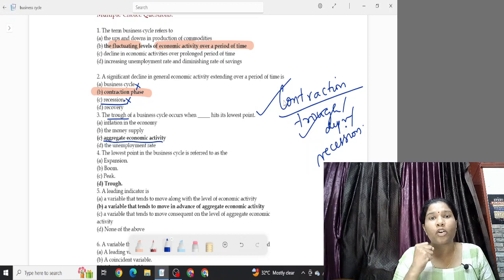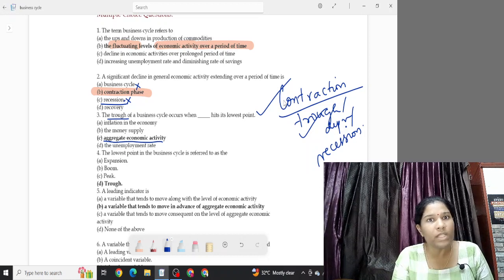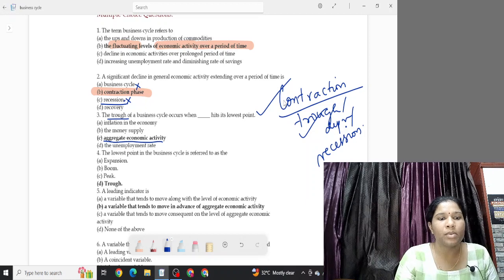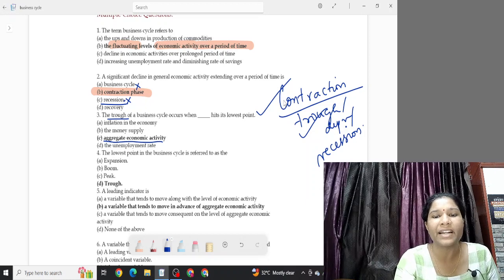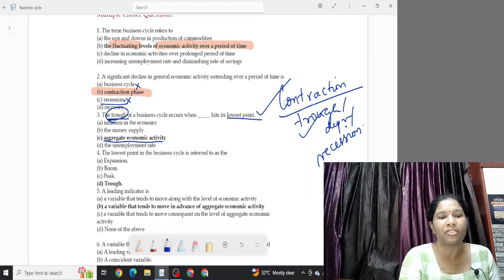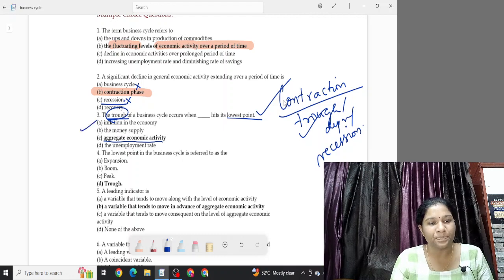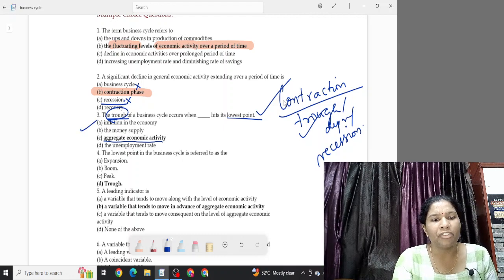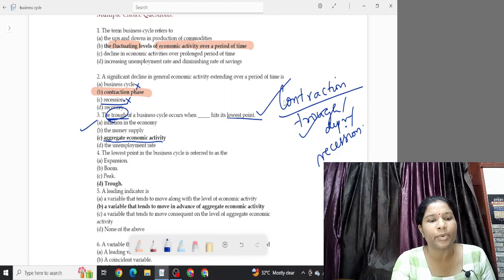Without understanding that, or without becoming familiar with these words, we will not be able to crack the examination. So make sure: when aggregate economic activity hits the lowest point, it is called a trough. Okay, third question over. Fourth one. The trough of a business cycle occurs when dash hits the lowest point.